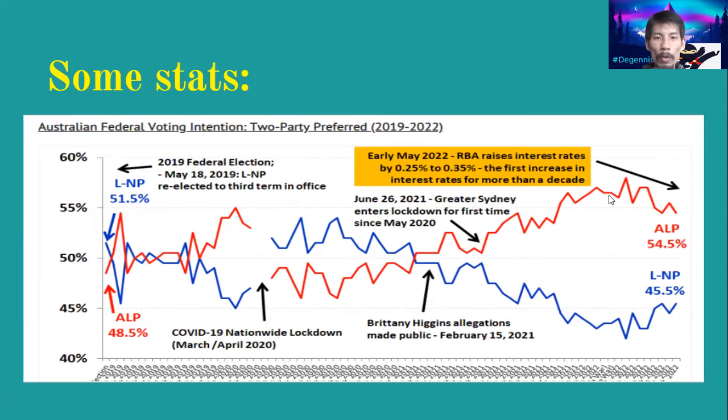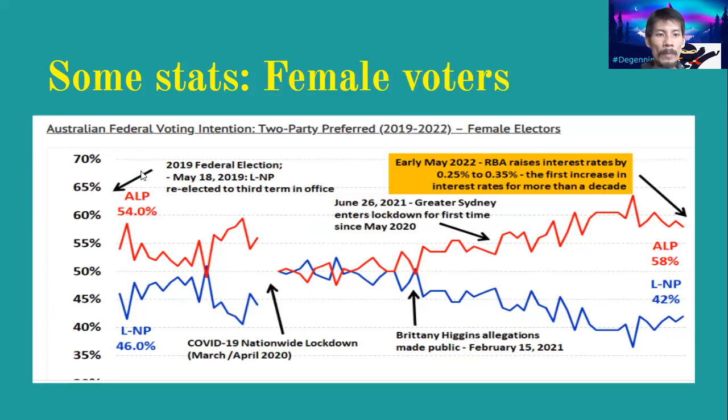Liberals have dropped away, the blue line. They're currently sitting at about 45.5% support. Female voters have traditionally been more Labor supporters. As you can see, over the 3 years, the red line has pretty much been over 50%. So ladies like to vote Labor. Currently ALP support among female voters is around 58%. For the LNP, the blue line, female voter support is only 42%.